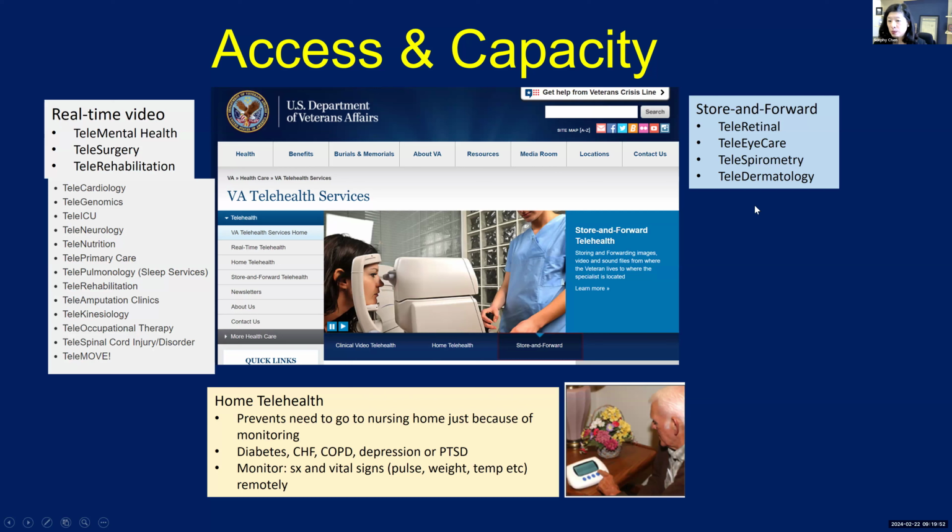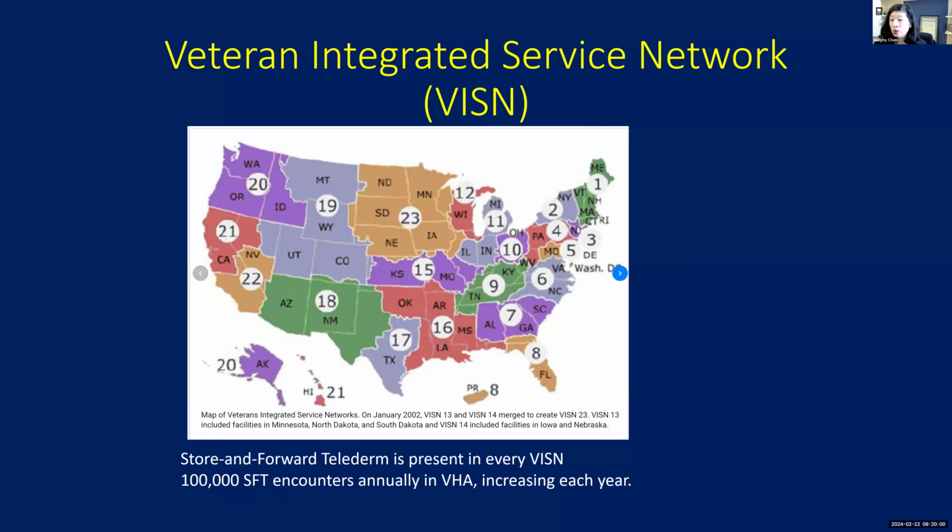And at that time, it was perfect for us to do Telederm because the cameras were easy to use, and the internet was robust enough to send photos. And so it got rolled out nationally across all of the VA integrated service networks, or the VISNs. And at that time, I was in Atlanta, and so we were VISN 7. This number of store and forward encounters has only grown since I made this slide.